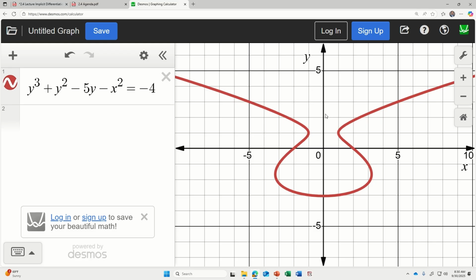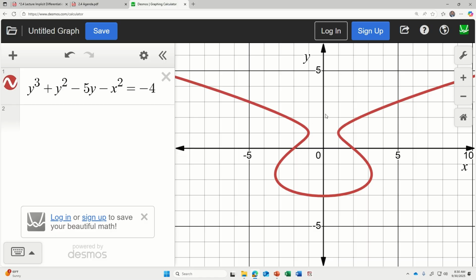So this red curve is not a function, right? It's not a function because it fails the vertical line test. If I choose x equals 2, then there's 3 different y values corresponding to that input value. There would be this one, and this one. So it is not a function. This is just an implicitly defined curve.